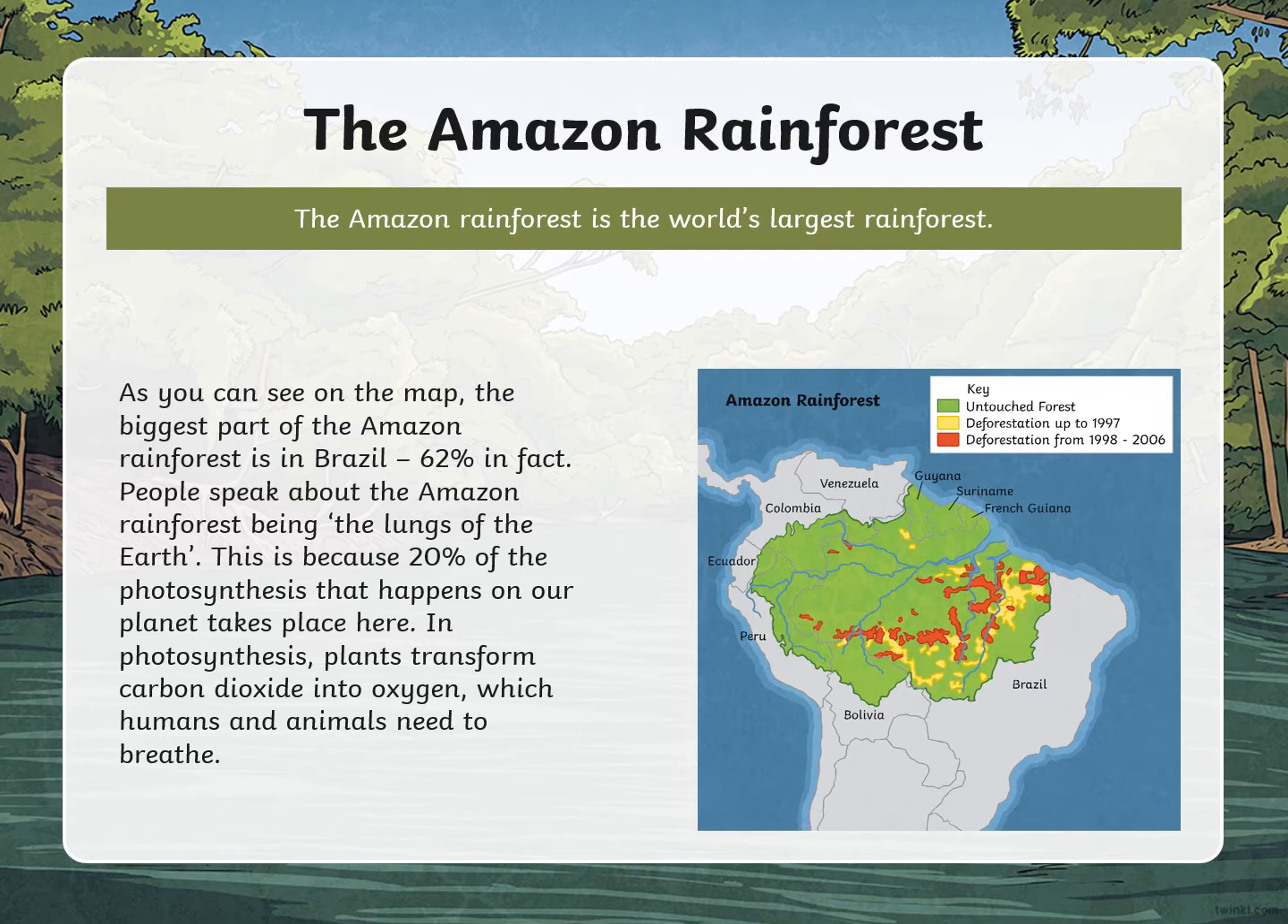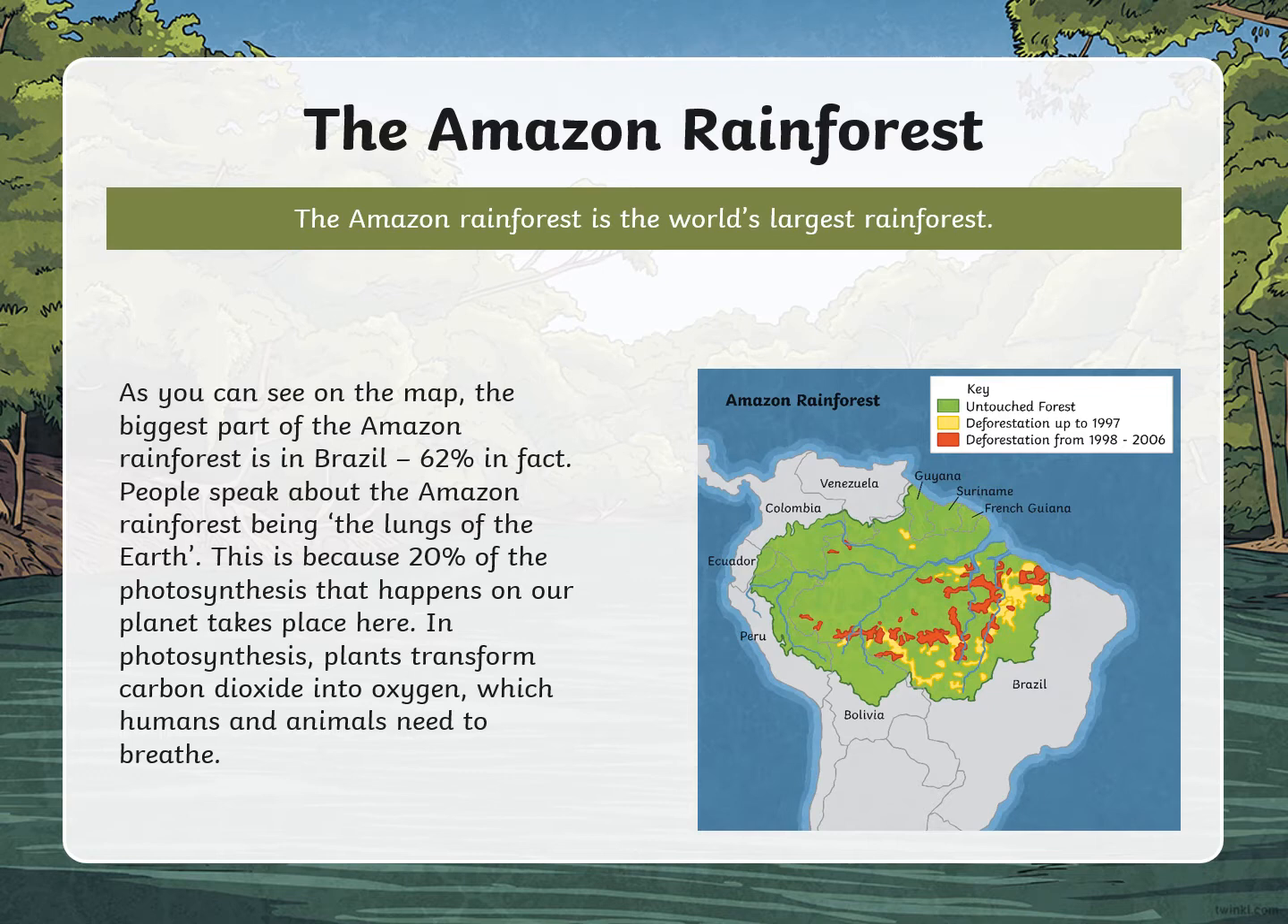People speak about the Amazon Rainforest being the lungs of the earth, and this is because 20% of the photosynthesis that happens on our planet takes place there. In photosynthesis, plants transform carbon dioxide into oxygen, which humans and animals need to breathe.